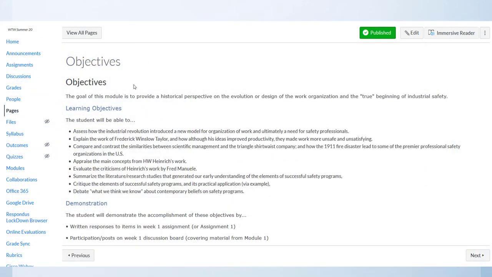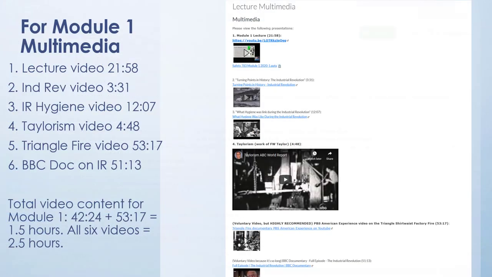When you click on objectives, I've got the learning objectives right here. This is important. I want you to realize these are the things that I was thinking about when I chose the papers, when I chose what I wanted to cover in my lecture video, and what I want you to get out of the multimedia that I provide. So this is insight into why I selected those things. As you read the assigned papers, chapters, and go to websites, think about this stuff because that's why I chose it.